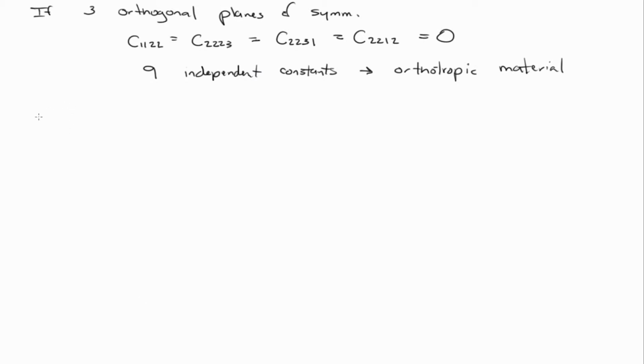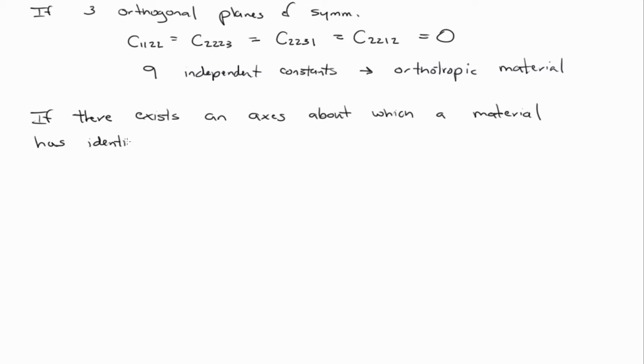If there exists an axis about which a material has identical properties, then you have 5 independent constants.